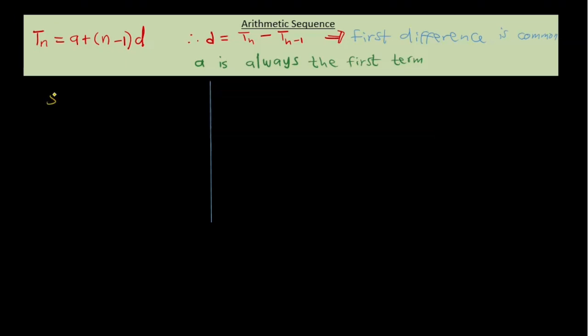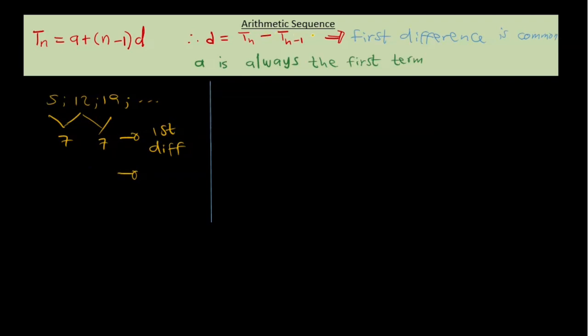Let's say you have 5, 12, 19 as your sequence, right? So 12 minus 5, that will give you a 7. And 19 minus 12, this will also give you a 7. This is therefore called the first difference, all right?